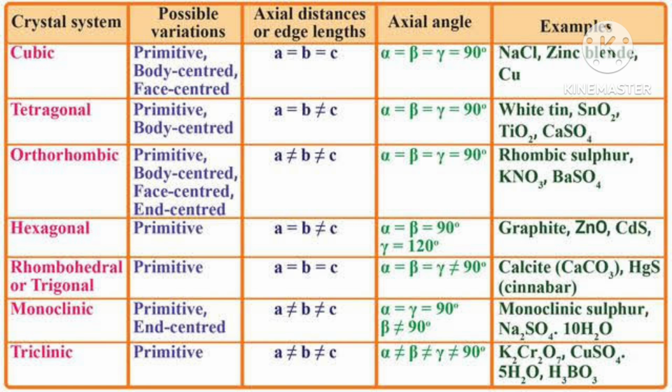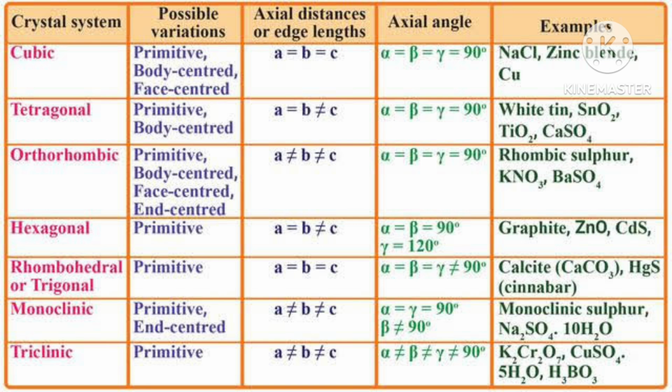Its first example is monoclinic sulfur. The second example is sodium sulfate, Na2SO4 10H2O. Two examples. Now, the last crystal system, the last structure, that is the triclinic.